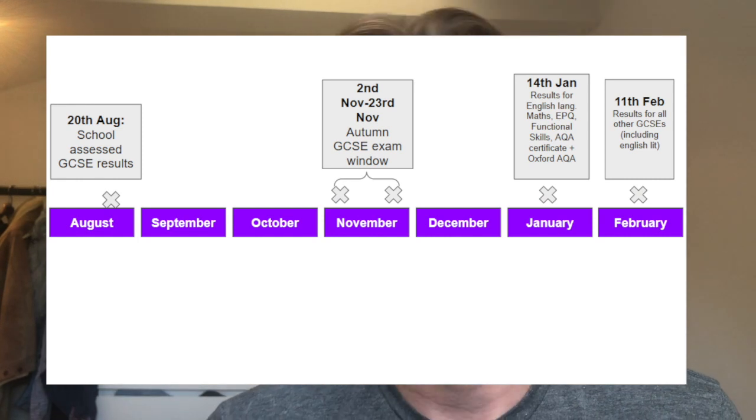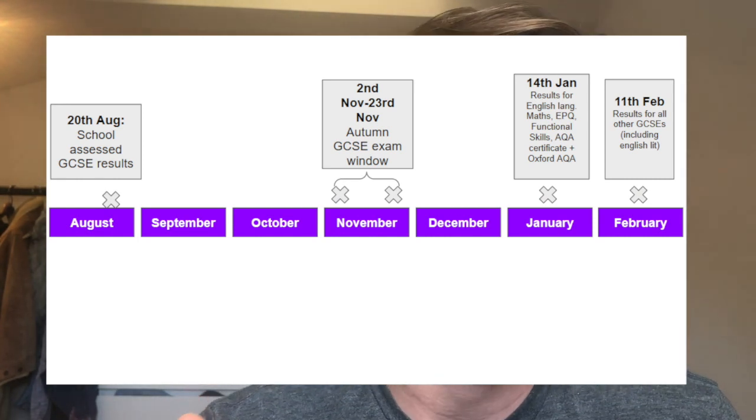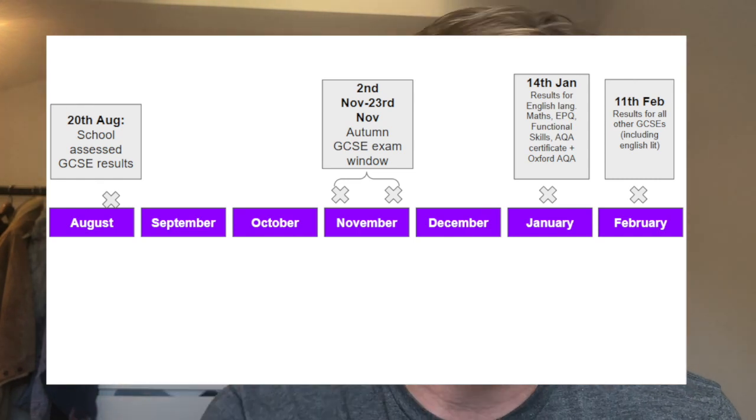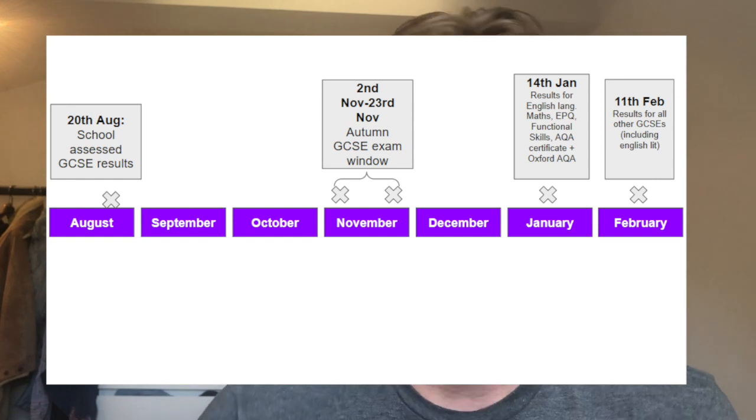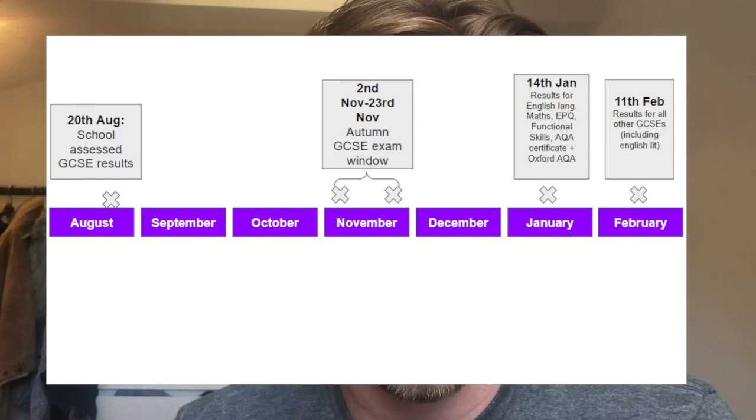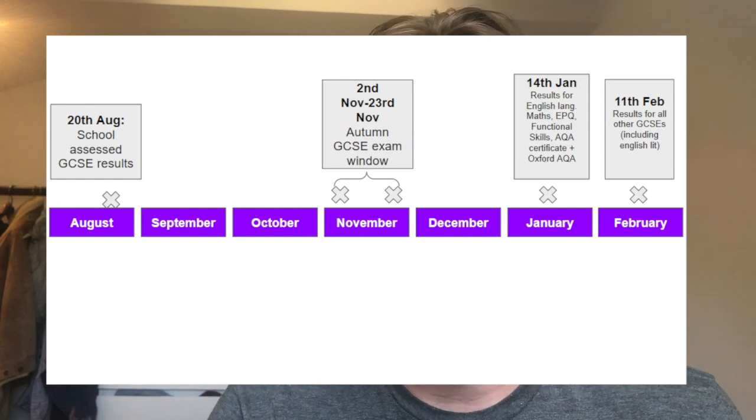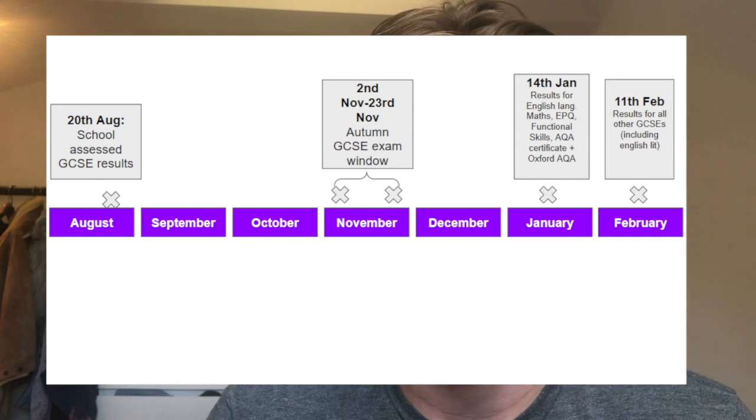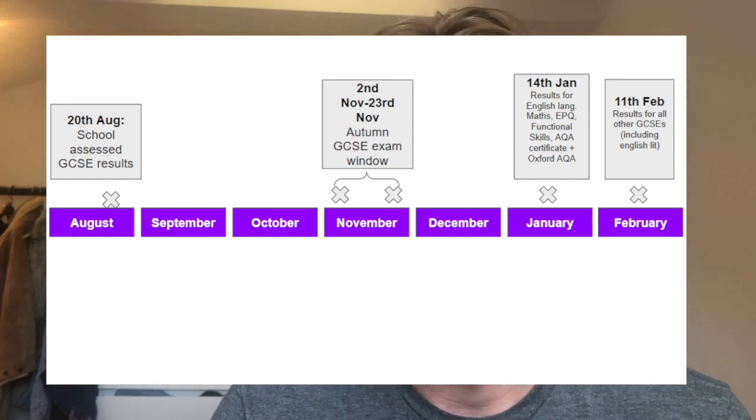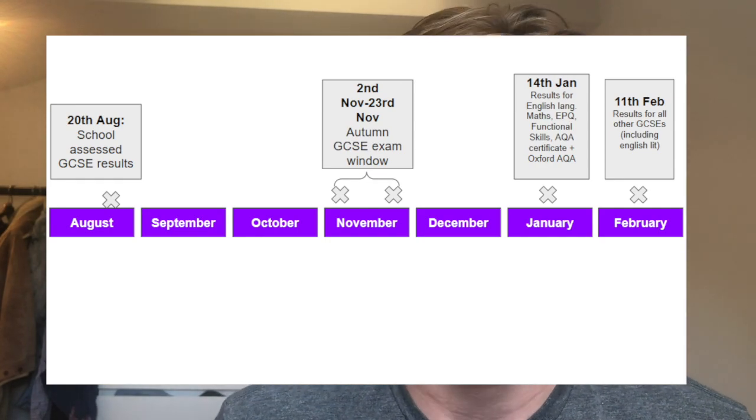Next up with GCSE, you've got the 20th of August when you're finding out your school assessed grade. You're then going to have your autumn exams window between the 2nd of November and the 23rd of November. And then you have two separate dates that you'll find out results from there. The first load of results is going to be for GCSE English Language, Maths and a few other areas, which is going to be the 14th of January 2021. And then all other GCSEs are going to be the 11th of February 2021.